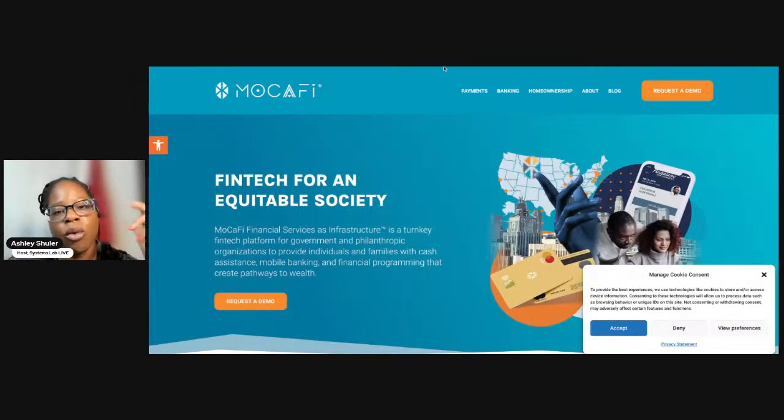Mocafi, which is a fintech for an equitable society. Mocafi Financial Services is a turnkey fintech platform for government and philanthropic organizations to provide individuals and families with cash assistance, mobile banking, and financial programming that create pathways to wealth. Founded by Wool Coaxum in 2015 in Newark, New Jersey. Mocafi seeks to serve nearly 50 million people in the US who are unbanked and underbanked.